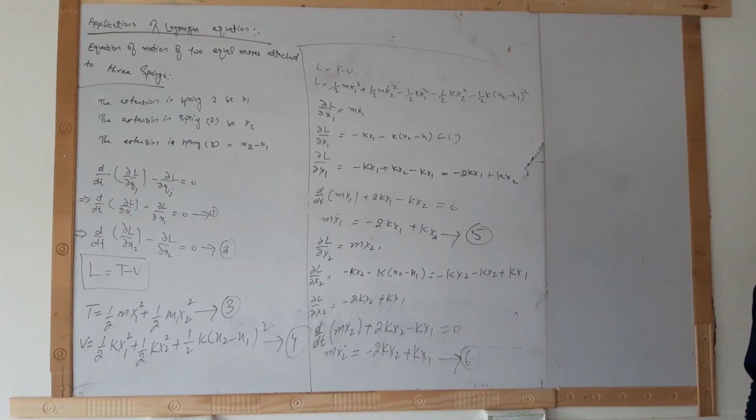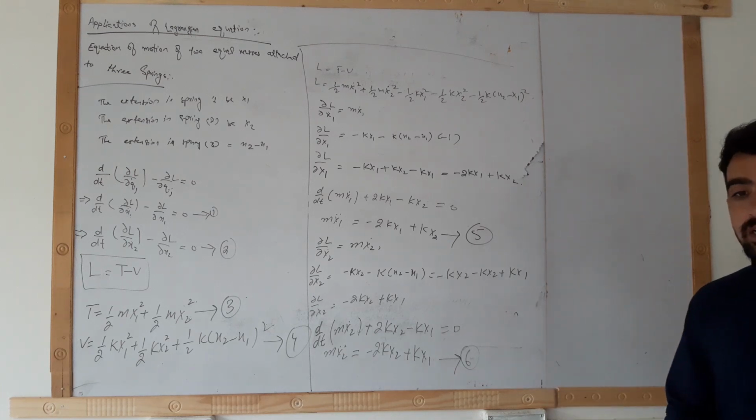So equations number 5 and 6 describe the motion of the two masses attached to three springs, and with the help of the Lagrangian we have found that.